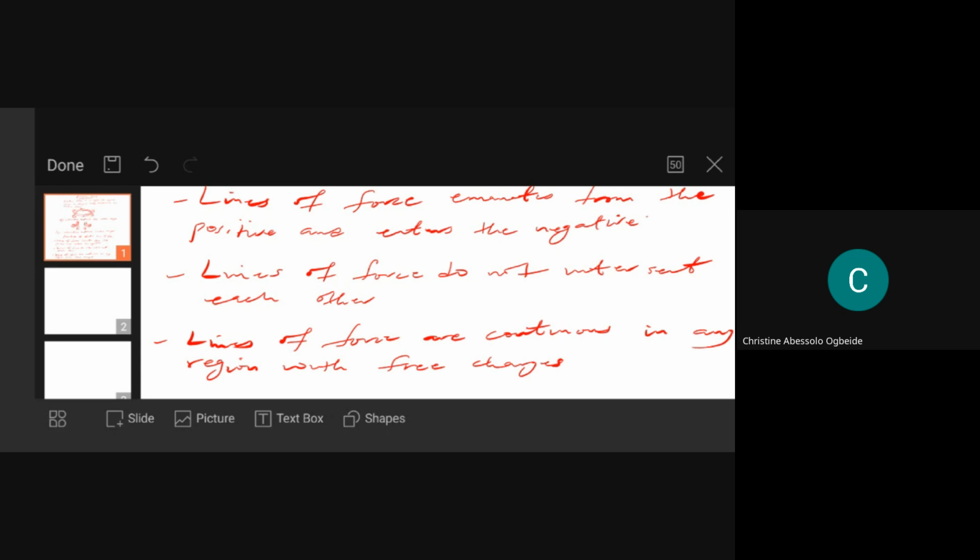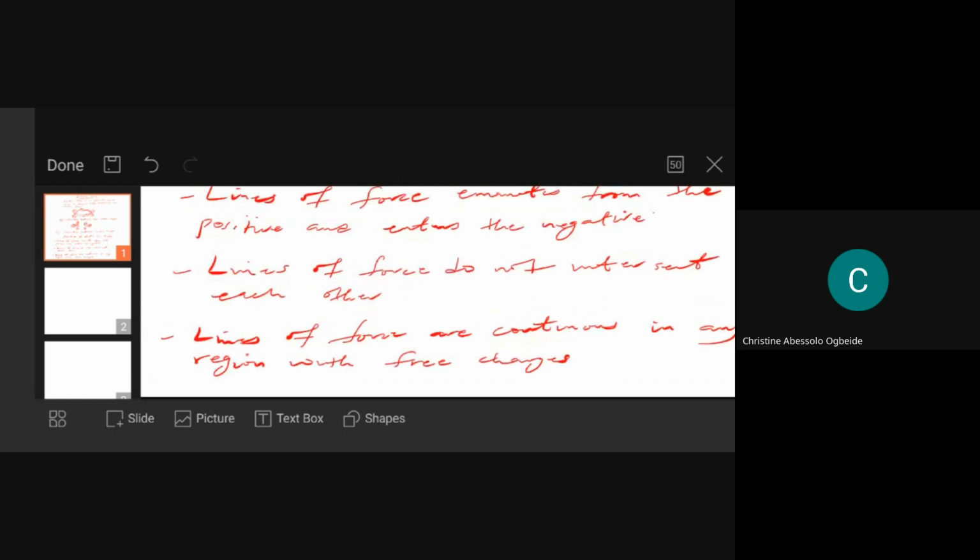And then we also say in uniform field, the lines of force are uniformly spaced. So let me add that up. In uniform field, the lines of force are uniformly spaced.